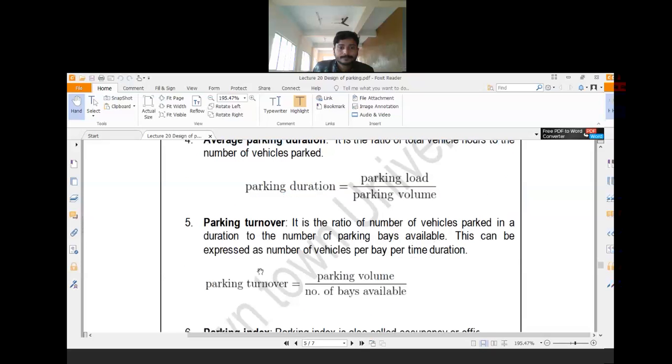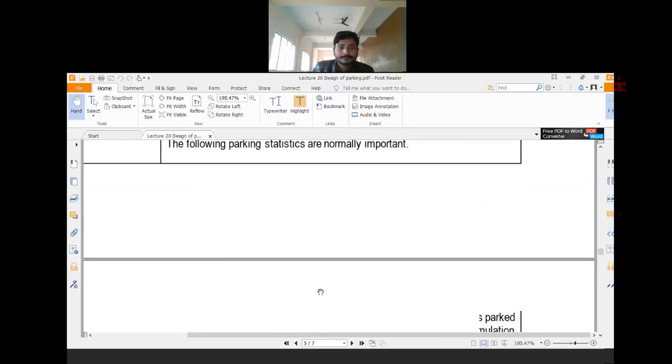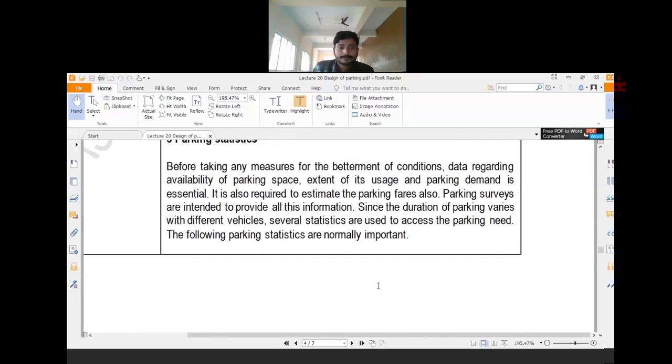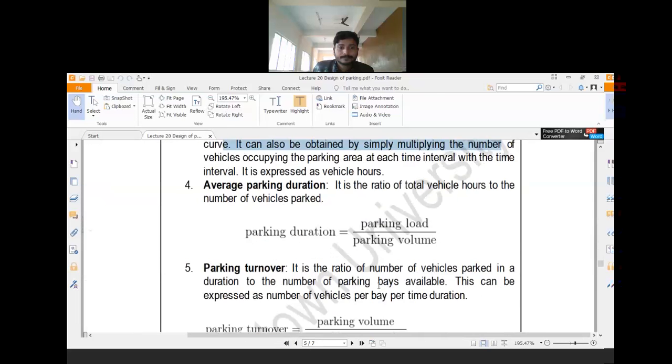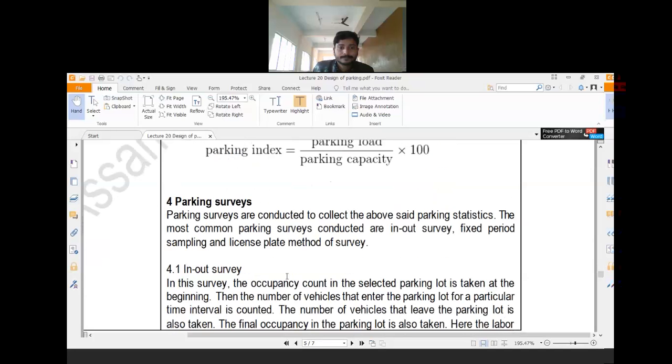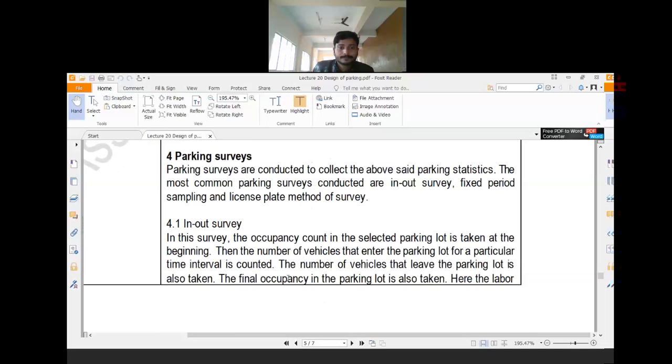Then average parking duration would be parking load divided by parking volume. Then parking turnover would be parking volume divided by the number of bays available. Number of bays available means the parking bays where you can park your vehicle. Then parking index is parking load divided by parking capacity, into 100. Parking capacity is the total number of bays available over there, that is how many vehicles you can park over there. And what is the total parking load over that area. That is called parking index.